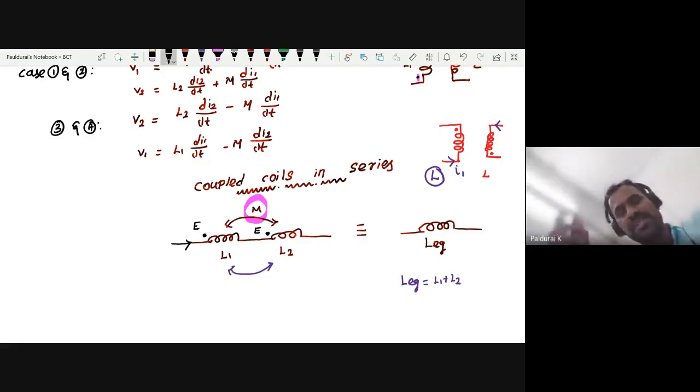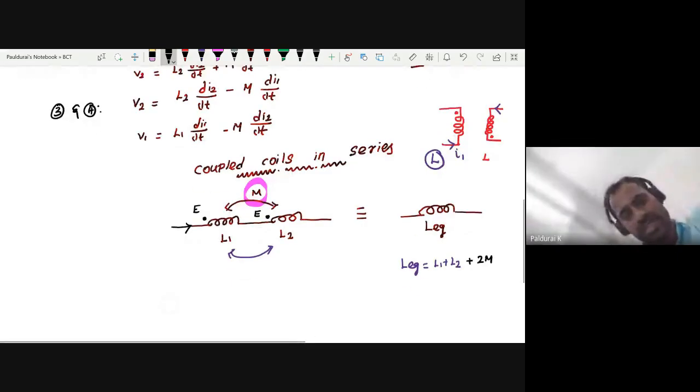As mentioned earlier, L1 gives 10 henry to L2, and L2 gives 10 henry to L1. So in total how much mutual inductance? Is it M or 2M? See, L1 gives M to L2, L2 also gives M to L1. That's a mutual inductance, so it becomes 2M. The 2M plus or minus is again based on the dot rule. Here both are entering, so it is plus.